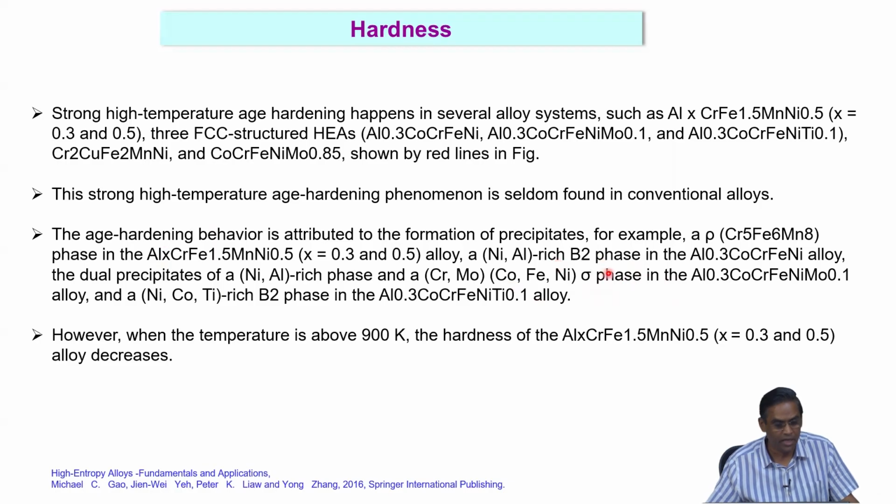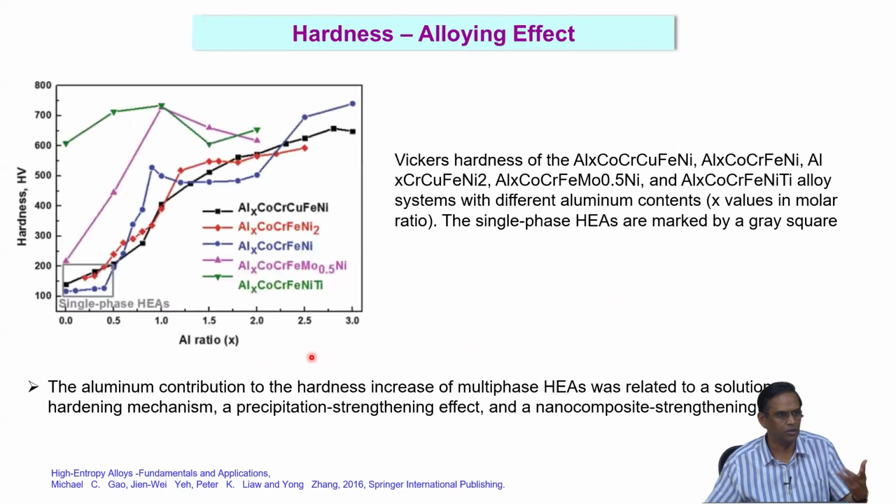These are all basically intermetallic, very strong intermetallics. It forms at very high temperature. However, when the temperature is above 900 Kelvin, the hardness of these alloys decreases because of thermal softening. That is well known. How about alloying effects on the hardness?